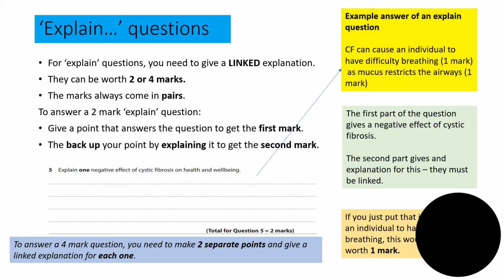To answer a 2-mark explain question, you firstly need to give a point that answers the question to get the first mark. Then you need to back it up by explaining it to get the second mark. For example, if you said cystic fibrosis can cause an individual to have difficulty breathing, that would be equivalent to 1 mark. But in order to get the 2 marks, you need to add a further explanation. For example, cystic fibrosis can cause an individual to have difficulty breathing as mucus restricts the airways, and that would be worthy of 2 marks.